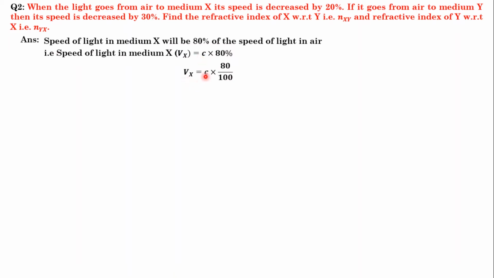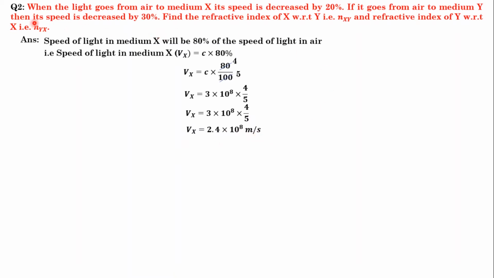So Vx will be c into 80 by 100, and if we cancel this, we will get the velocity of light in medium x as 3 into 10 to the power 8 into 4 by 5, and this is going to be 2.4 into 10 to the power 8 meter per second. So this is the speed of light in medium x.